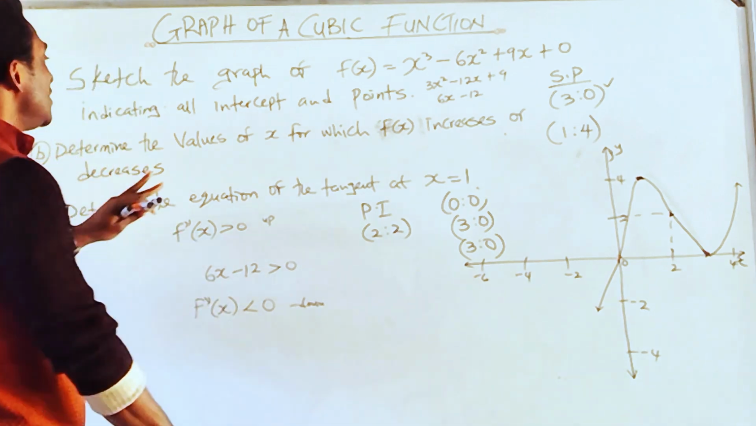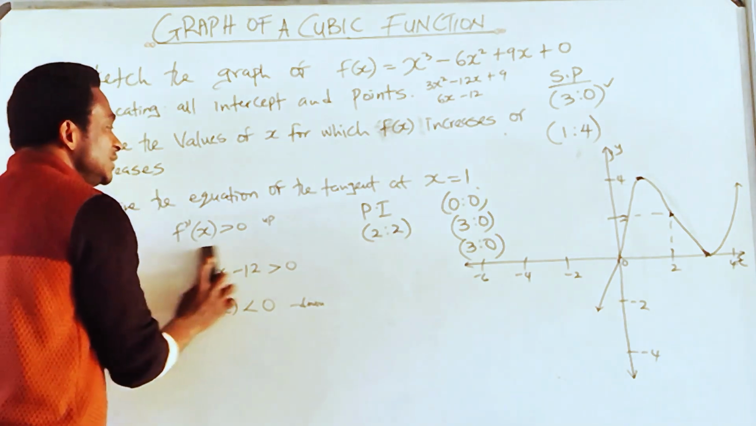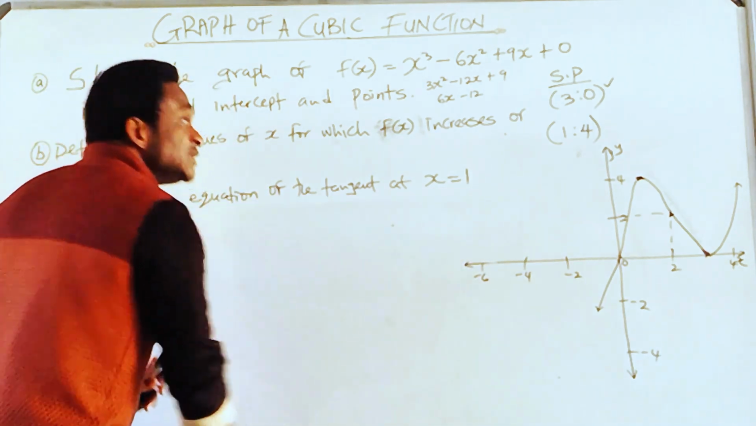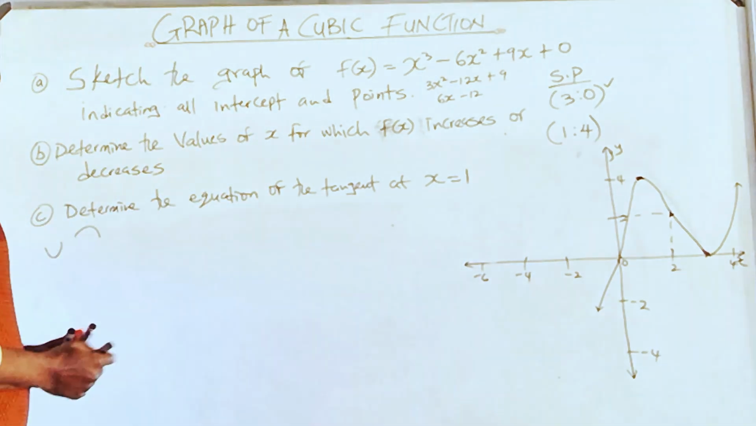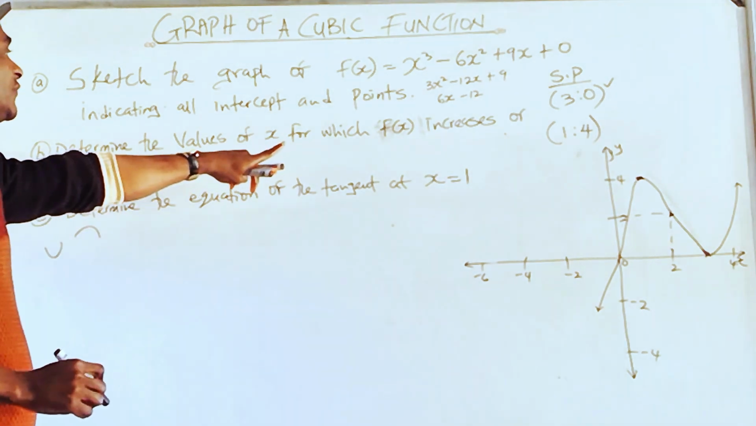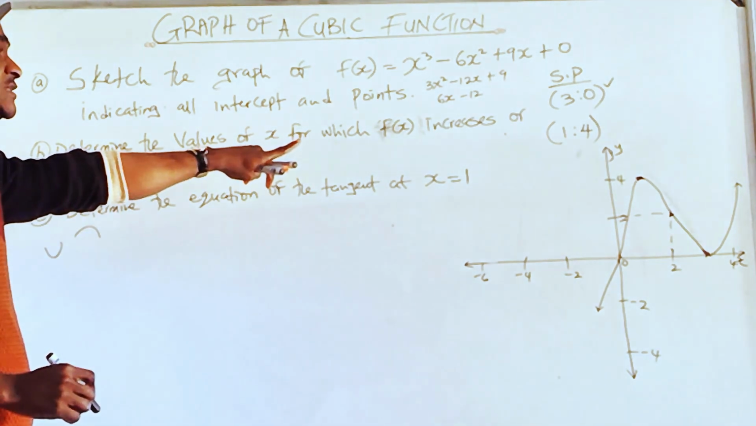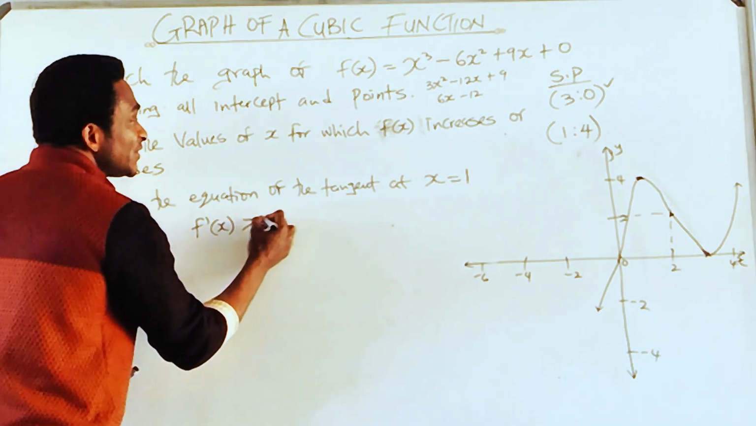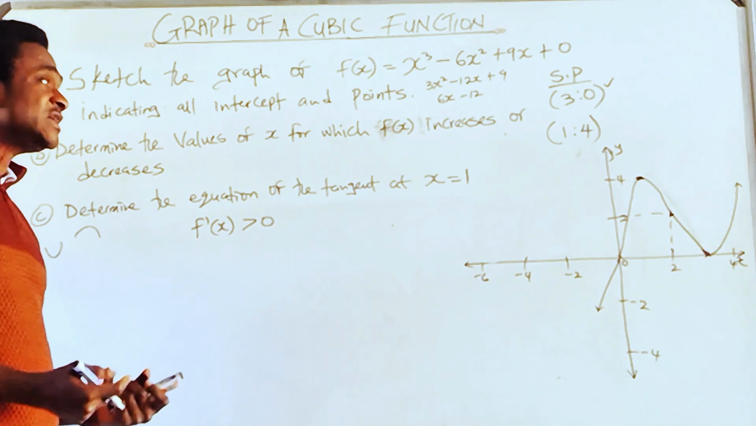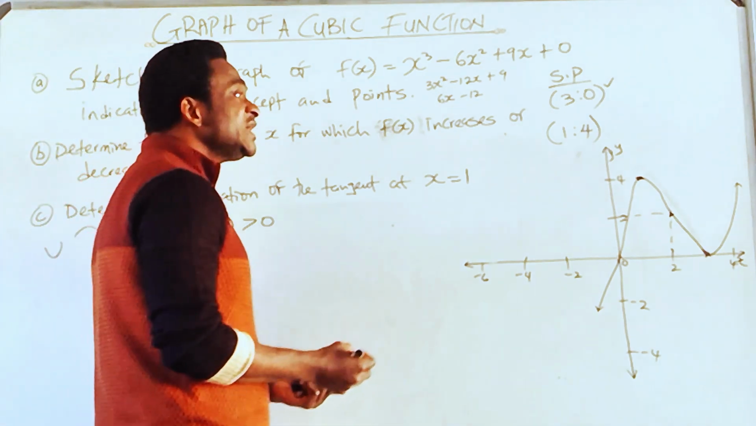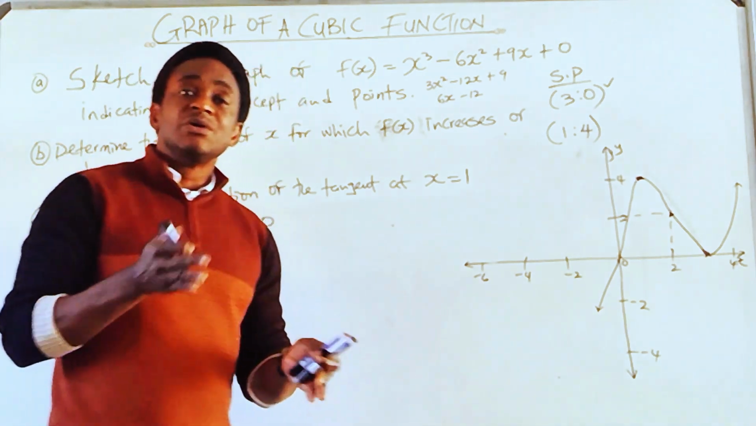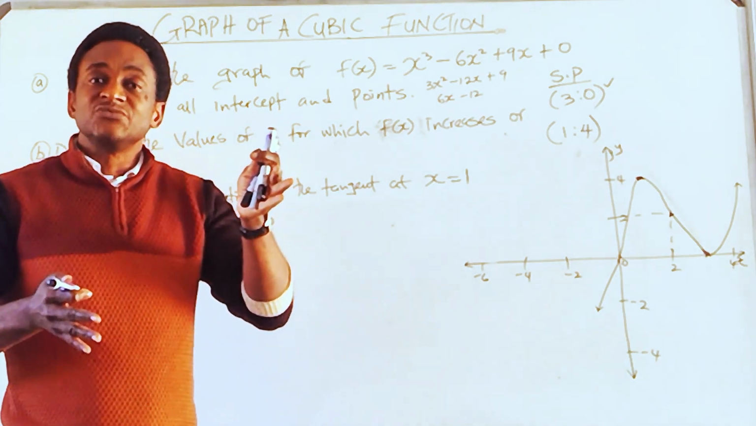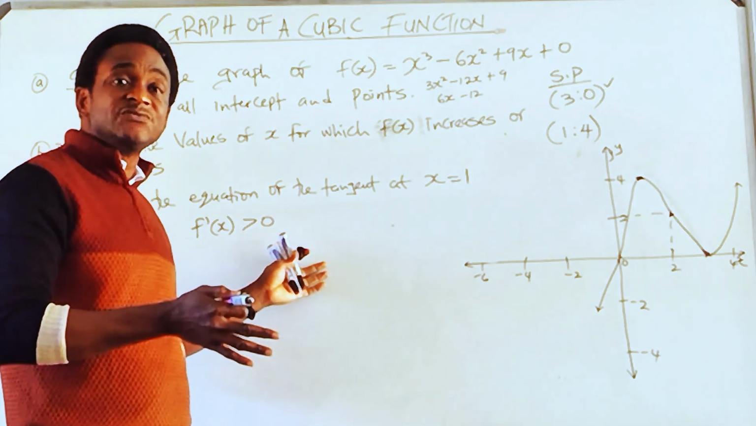Now, because of our time, let's look at the other things here so that we don't create a video that you struggle to watch. Now, determine the values of x for which f of x increases. F of x increases only when your first derivative is greater than 0. Alternatively, f of x increasing relates to when your y and x values are increasing on the graph. You don't even need to solve anything to get it.